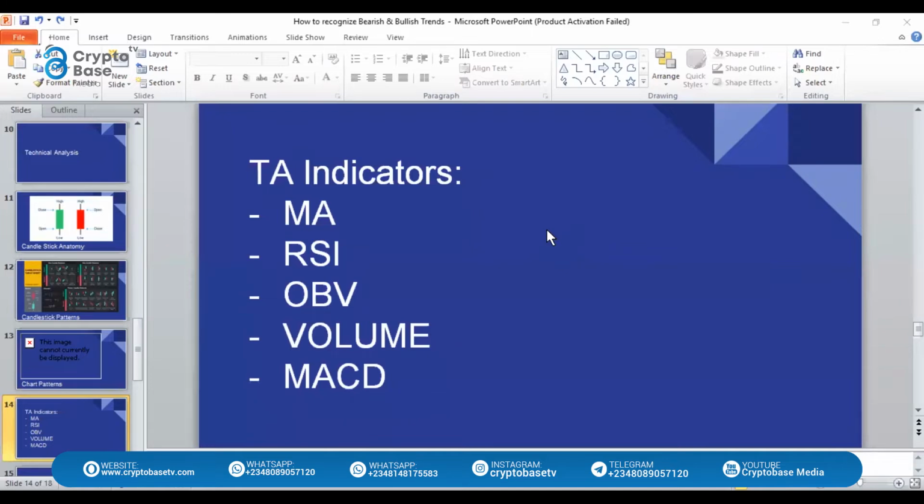So the RSI indicates whether a coin is being overbought or oversold. If the coin is being overbought, the value of the RSI will be at 70 and above. That's where it's always 70 and above. And if it is oversold, if the coin is undervalued, you see it at 30 and below. That is how it is, guys.